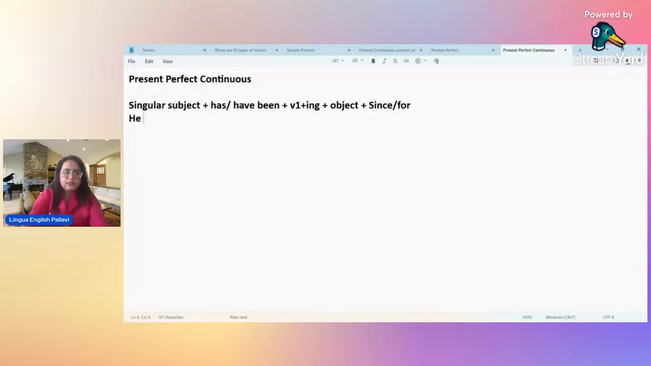So let us see the example. He has been. Now verb first form means any first form of the word. Let us take live. I'm going to add ing: living. He has been living in London for 10 years. That means he has been living in London for 10 years. When something happens for a long period of time, we use this tense. He has been living in London for 10 years.